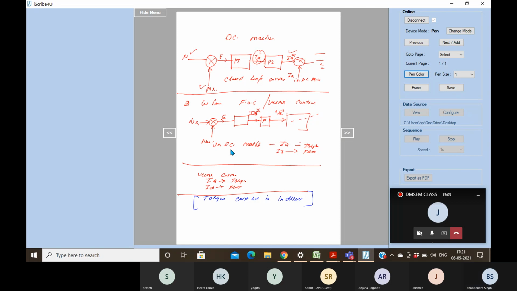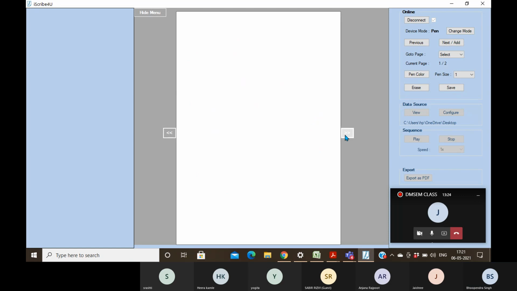How? In DC machine, the torque control was done with the help of armature current. In field oriented control, again, the torque control was done with the help of electrical current. So that is why these techniques are known as indirect control techniques.